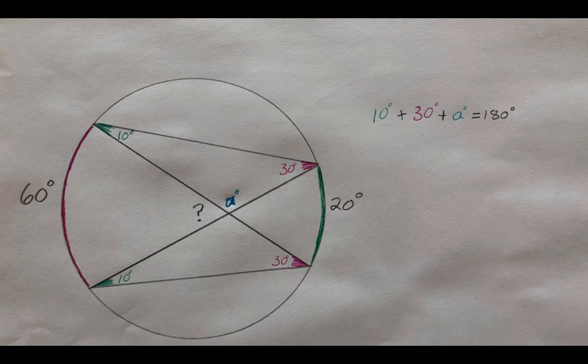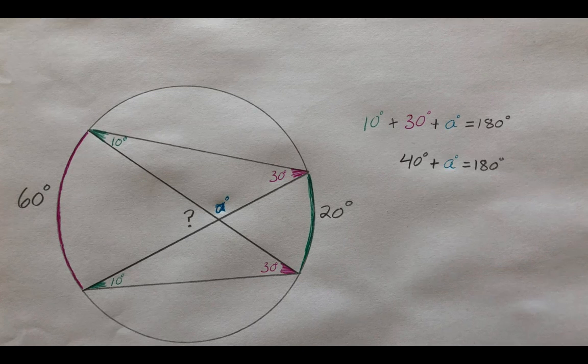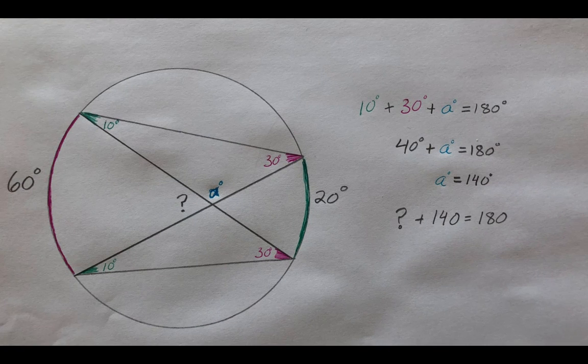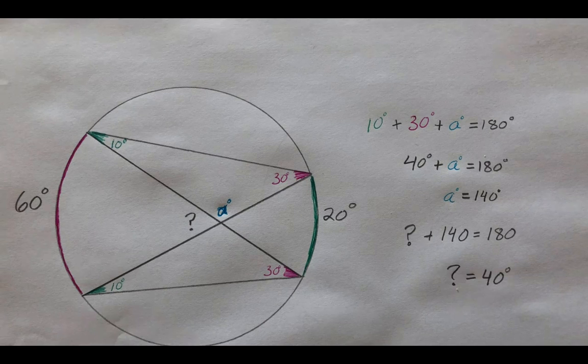We know that the angles in a triangle add to 180 degrees, so we can say that 10 degrees plus 30 degrees plus A degrees is 180. 10 plus 30 is 40, so now we have 40 degrees plus A degrees is 180 degrees. And that tells us that that A degrees is 140. Notice now that that 140 degrees is on a straight line with our question mark angle that we're looking for. Straight lines add to 180, so we can say question mark plus 140 is 180, and that tells us that our question mark angle is 40 degrees.